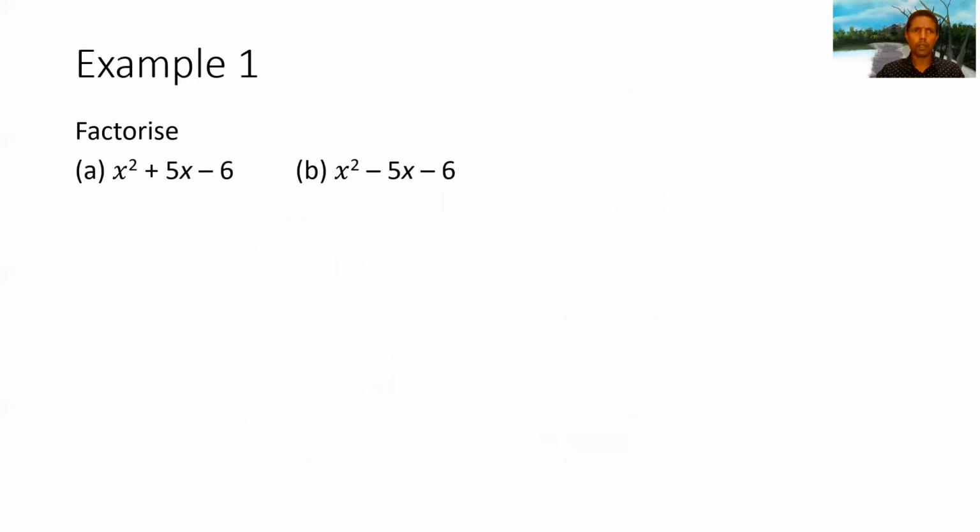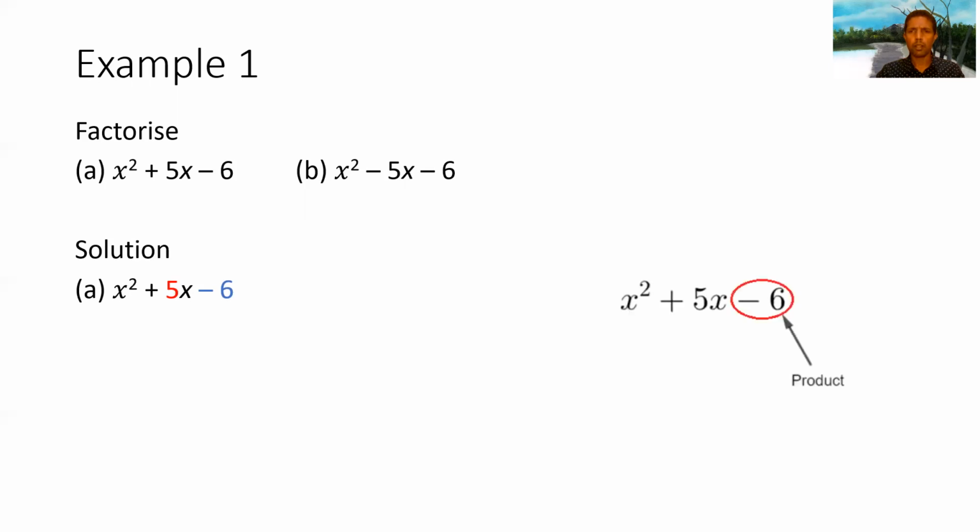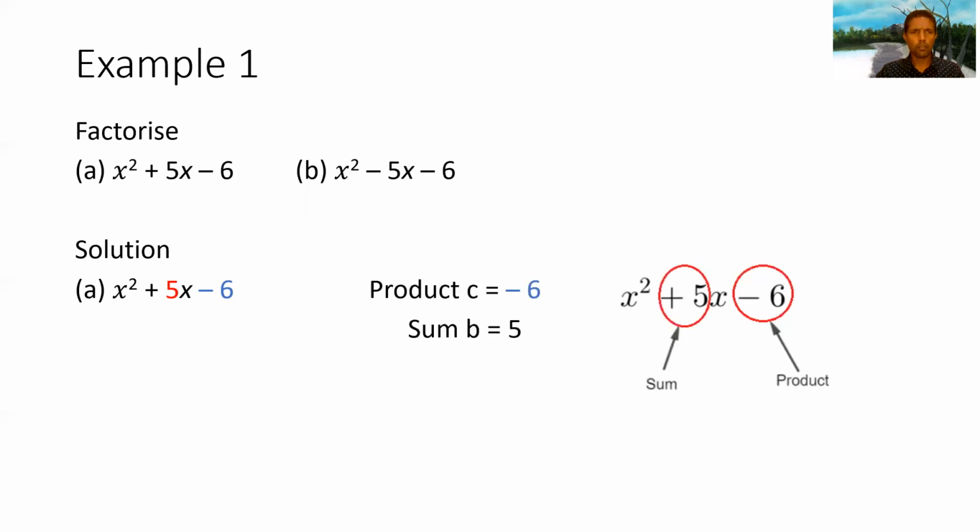Example 1. Factorize part A, x squared plus 5x minus 6, part B, x squared minus 5x minus 6. x squared plus 5x minus 6. Observe here that the product is minus 6 and the sum is 5. So to factorize x squared plus 5x minus 6, we need two factors of negative 6 whose sum is 5. So let us find the factors of negative 6.